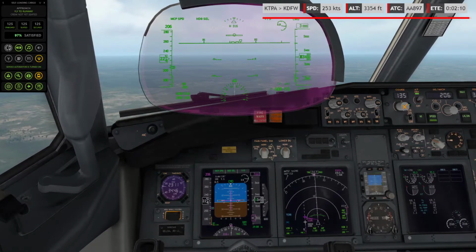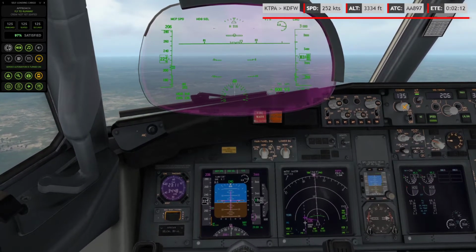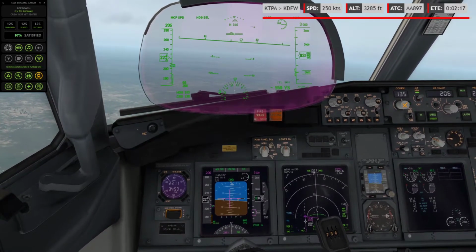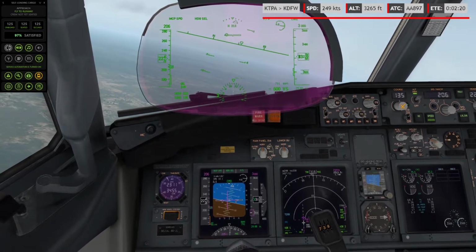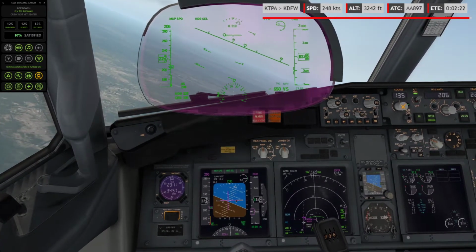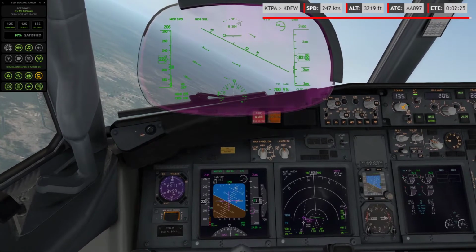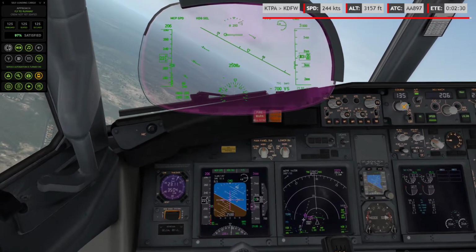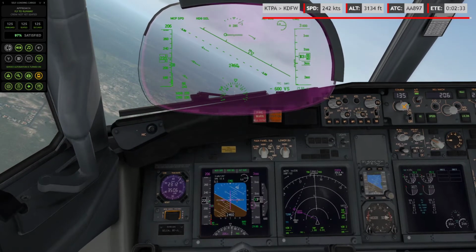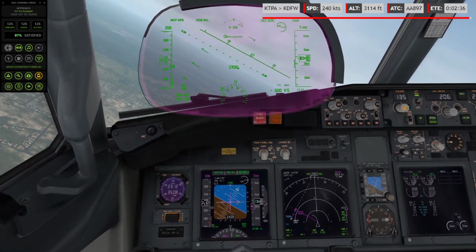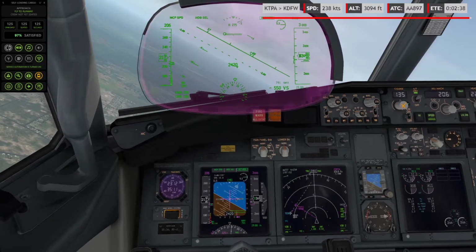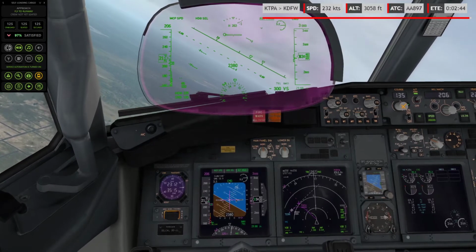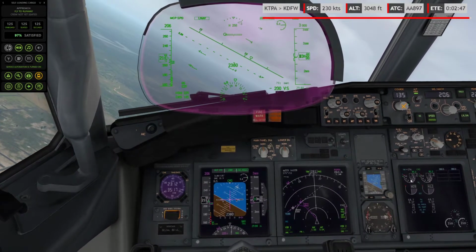Alright, because we have a tailwind, we can start our turns a little bit earlier, because that will basically blow us off to the right. 2,500. So we'll basically be past Papa. Or maybe we might be just right. Anyway, I'll go LNAV here.